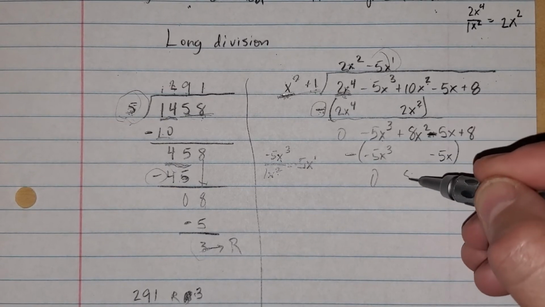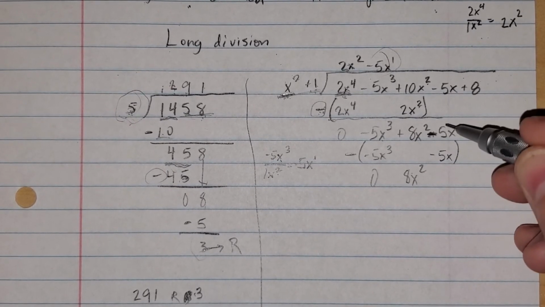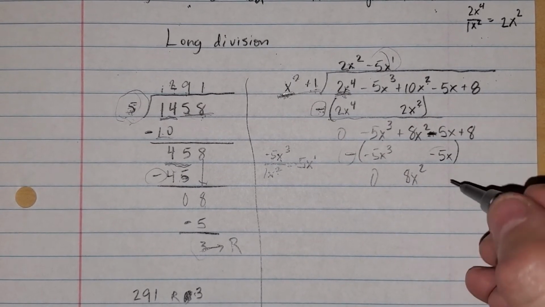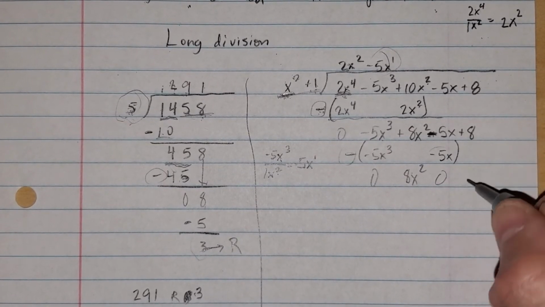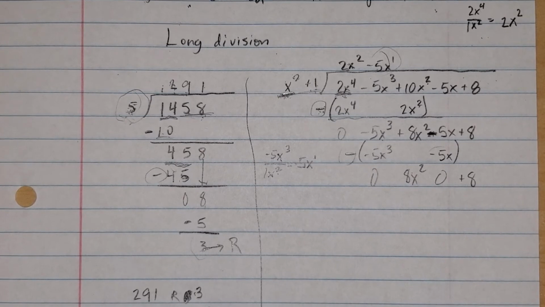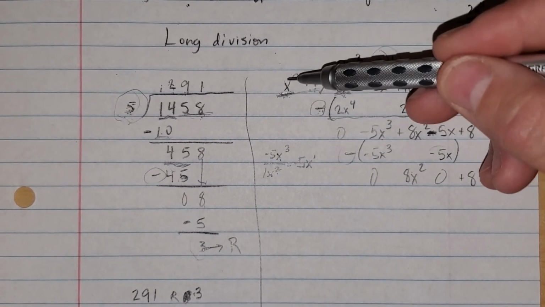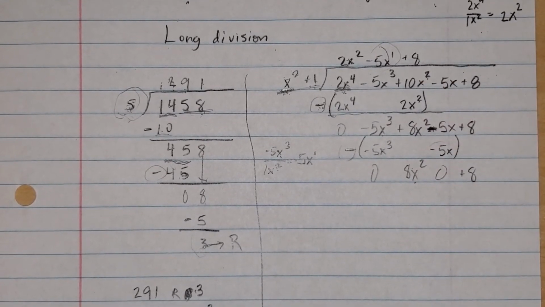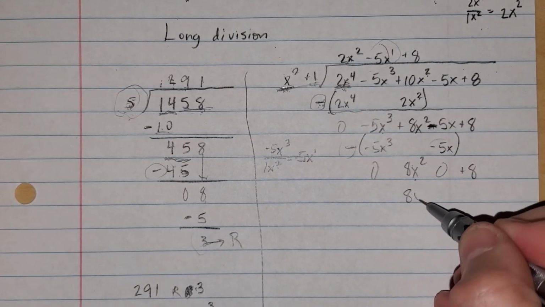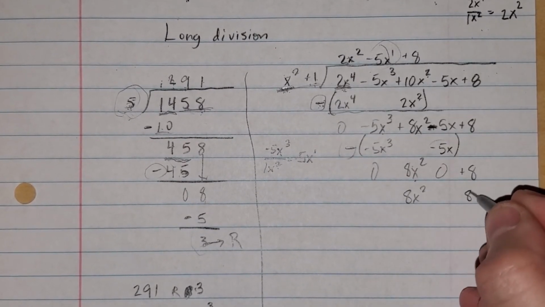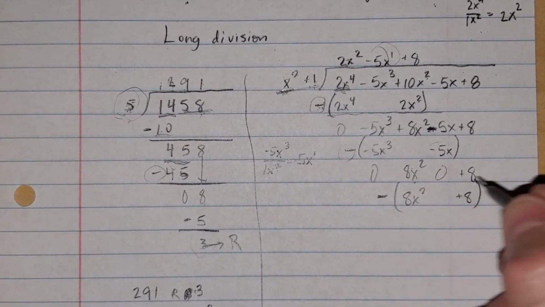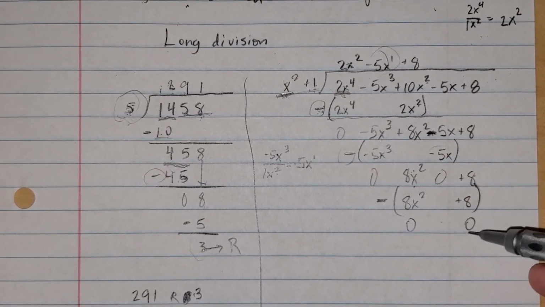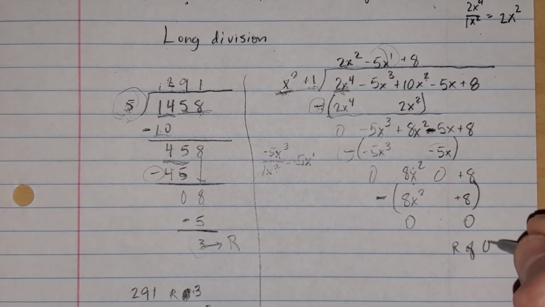This guy's going to come down because he doesn't have a like term. Negative 5x minus negative 5x. Well, that's negative 5x plus 5x, which is also going to be 0. And then this guy's going to come down. Okay, so you're left with 8x squared plus 8. Okay? How many times will x squared go into 8x squared? Well, that's pretty easy. It's just going to be 8. So 8 times x squared is 8x squared. And 8 times 1 is 8. And subtract. All right, 8x squared minus 8x squared is 0. And 8 minus 8 is 0. So we get a remainder of 0.